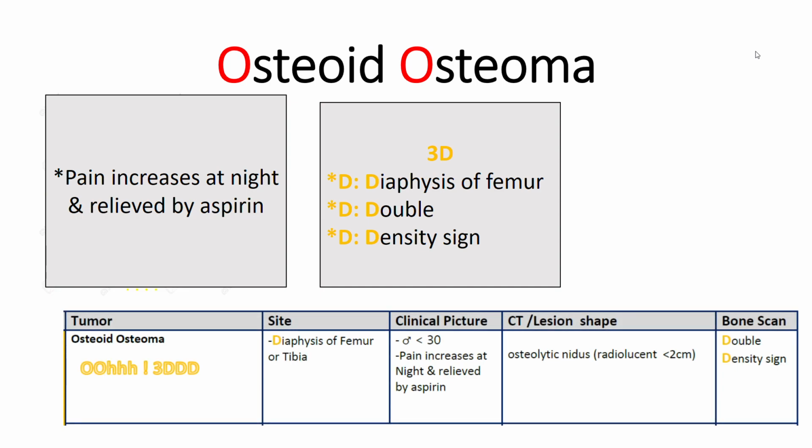So this is our table. We are talking about osteoid osteoma, which is usually at the diaphysis of the femur or tibia. The patient is usually a male, younger than 30 years old, with characteristic pain being increased at night and relieved by aspirin. The CT shows an osteolytic nidus, which is a radiolucent nidus less than 2 cm, and the bone scan is characterized by the double density sign.